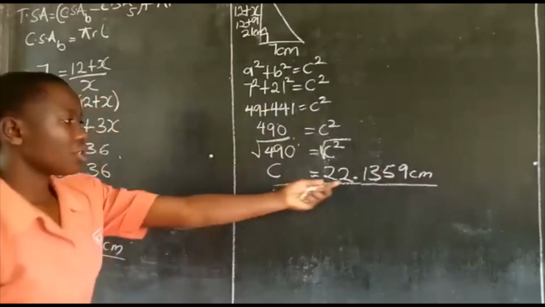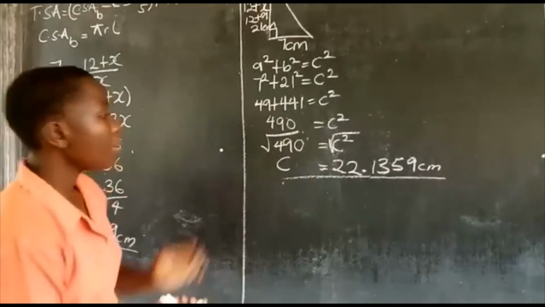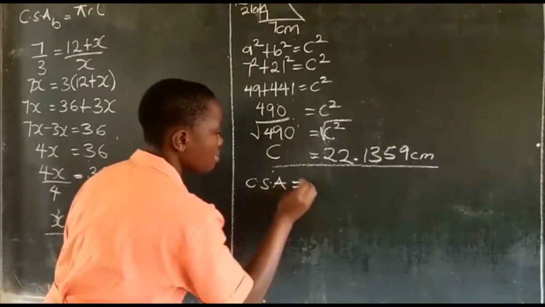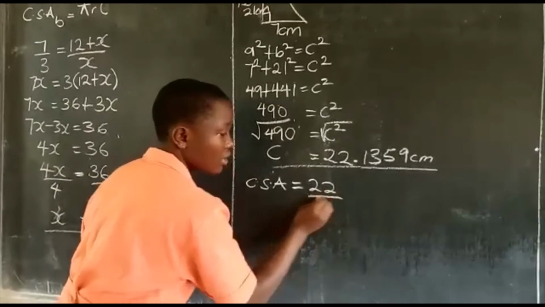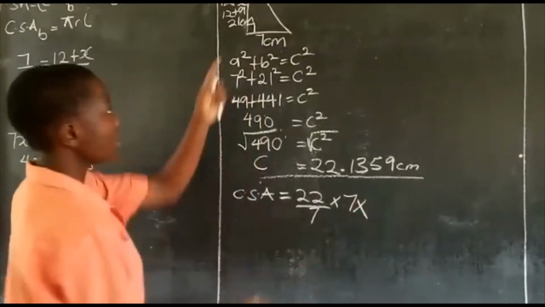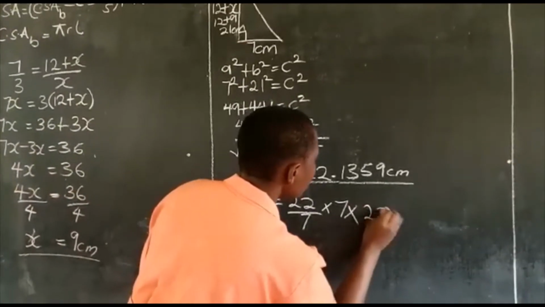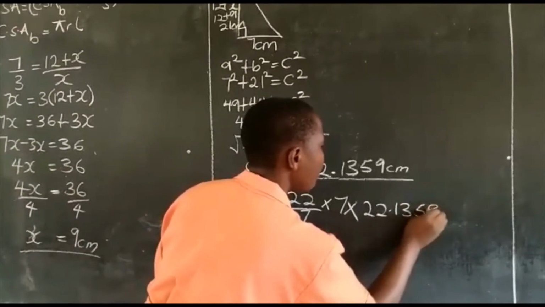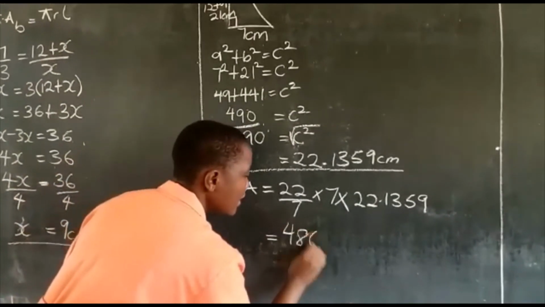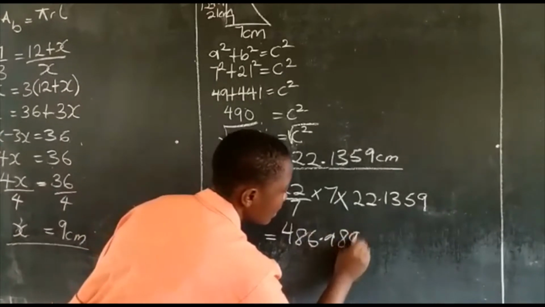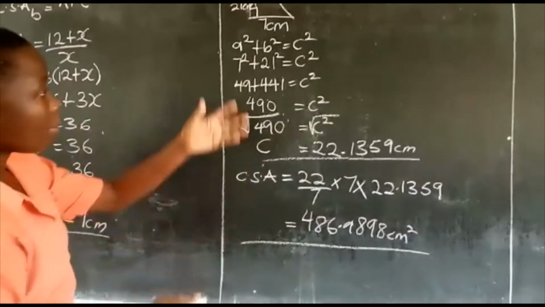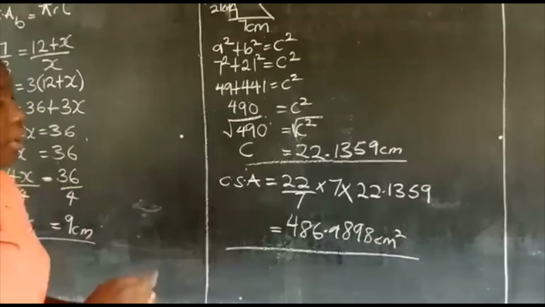Given our c as 22.1359, we are now able to find the curved surface area for our big cone, which is pi RL. We have our pi as 22 out of 7. We have our radius, which is 7, times L, which is the slanting side, 22.1359. And our curved surface area for our big cone will be 486.9898 centimeters squared.